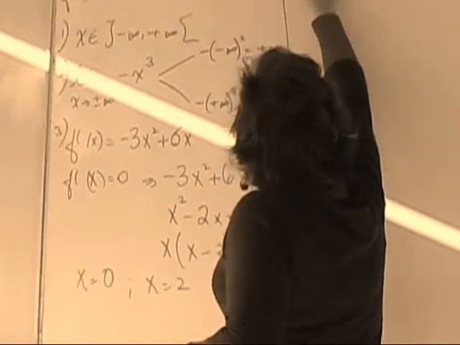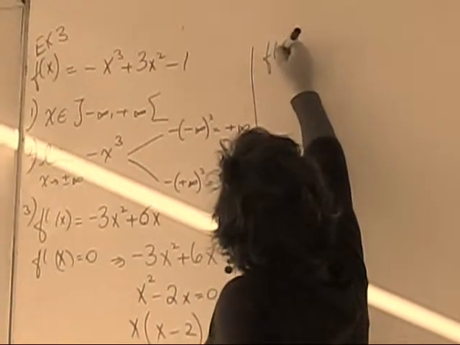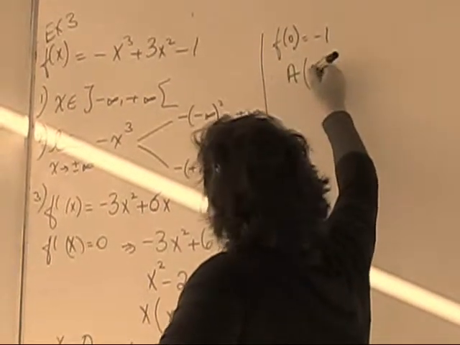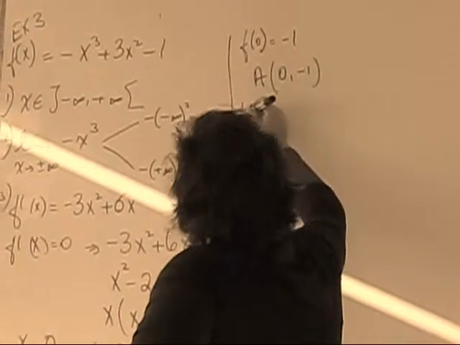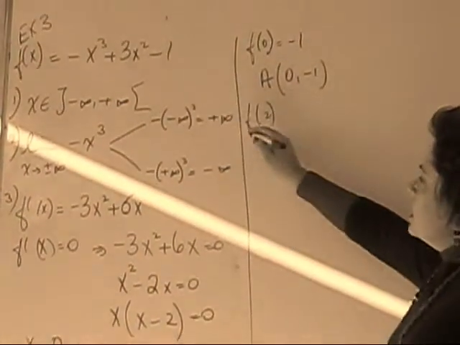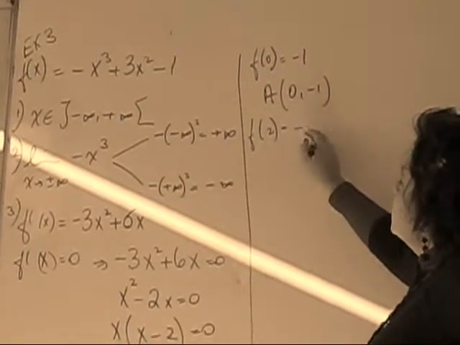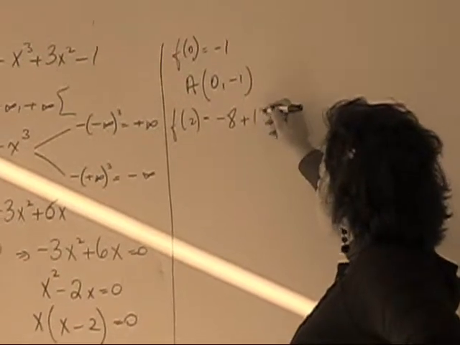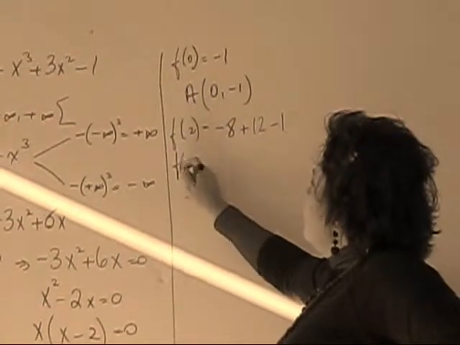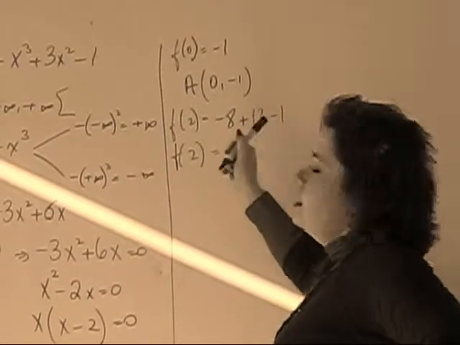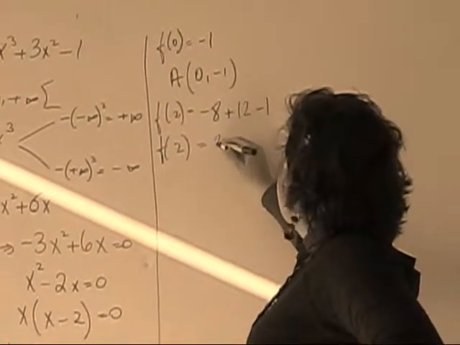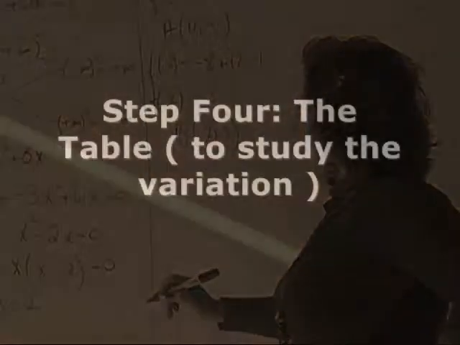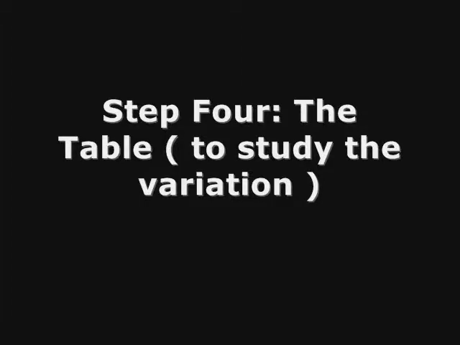Now, when x is 0, f of 0 is equal to minus 1. So our first point is 0, minus 1. When x is 2, you replace: f of 2 is equal to minus 8 plus 3 times 4 is 12, minus 1. So f of 2 is equal to minus 9 plus 12, which is going to be 3. So B is 2, 3.